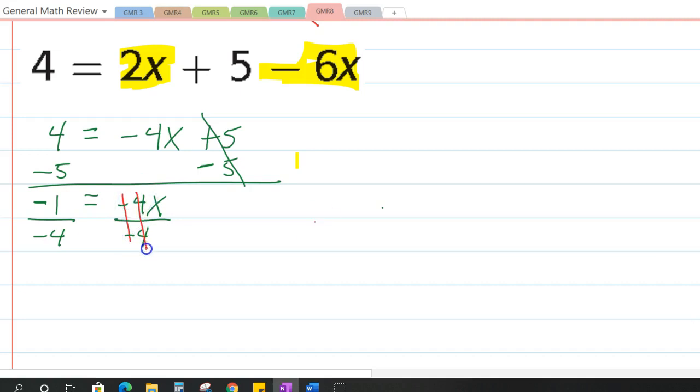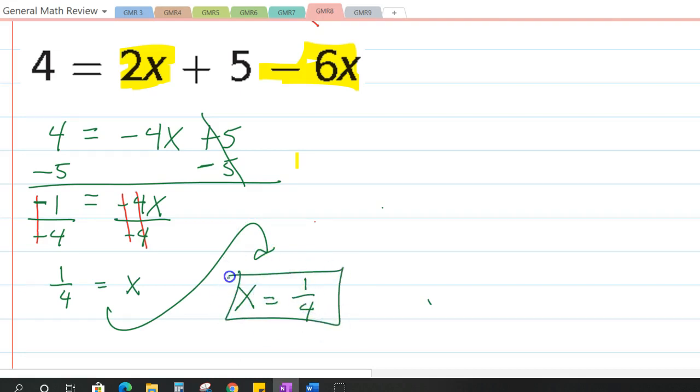The 4's also cancel out. On the left-hand side, the negatives cancel out also. That leaves me with a fraction, 1/4, is equal to x. And again, that's backwards. We need to write it correctly. So that's going to give me x is equal to 1/4.